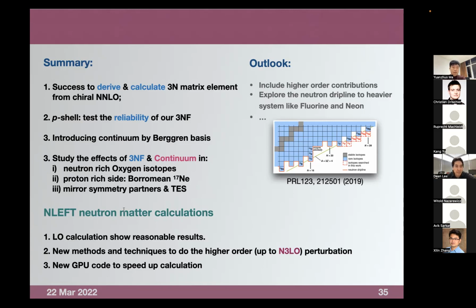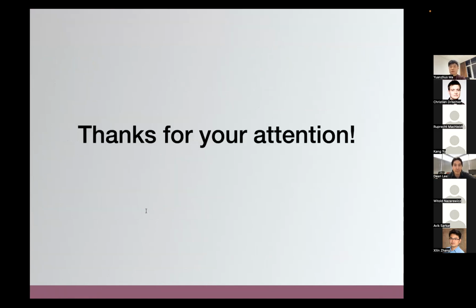The leading order calculation shows some reasonable results. And we have developed some new methods, techniques, and code to do the higher-order perturbation, hoping that could help to give a good description of neutrino-neutron scattering in astrophysical processes. Okay, so I think that's all, and thank you for your attention.